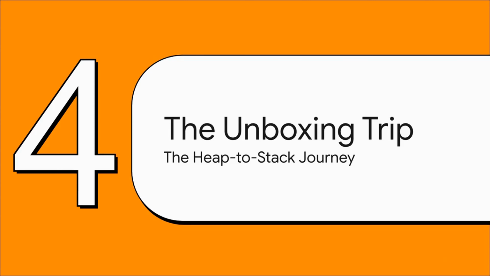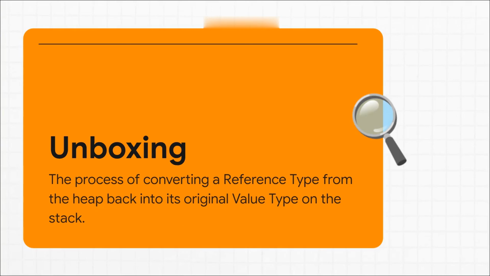But wait, the story doesn't actually end there, because a lot of the time, once you've sent that data over to the warehouse, you're going to need it back at your desk to actually do some work with it. And guess what? That return trip has a name too. Yup, it's called unboxing, and it is the exact reverse process. You're taking that object from the heap, from the warehouse, opening up the box, and bringing that value back to the fast stack, your desk, where you can finally work with it again.